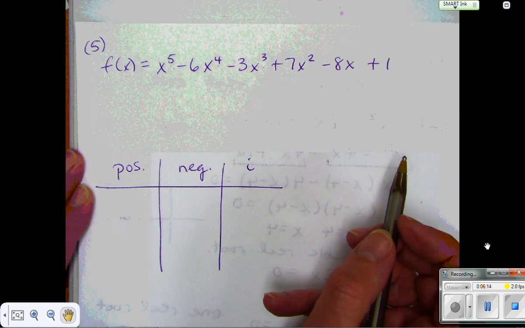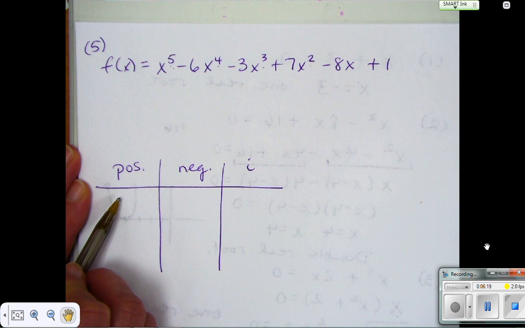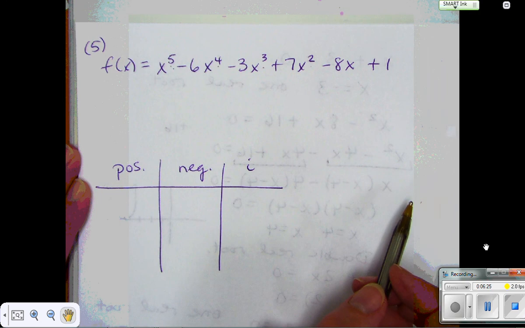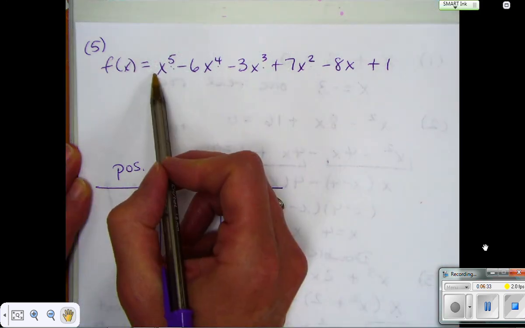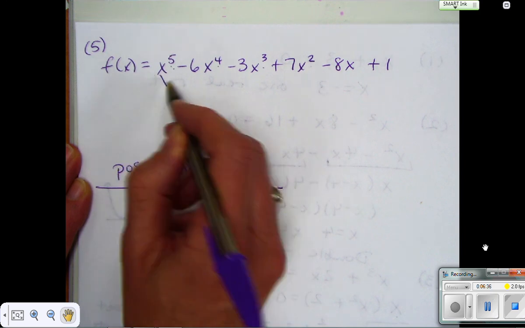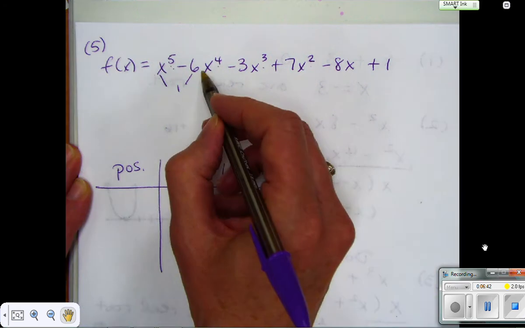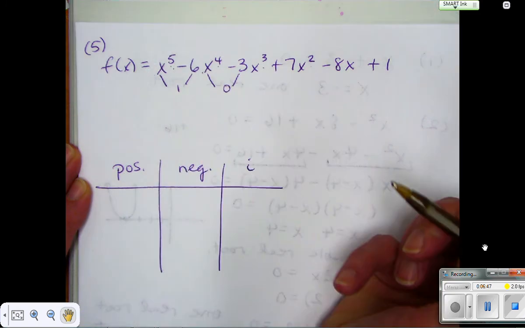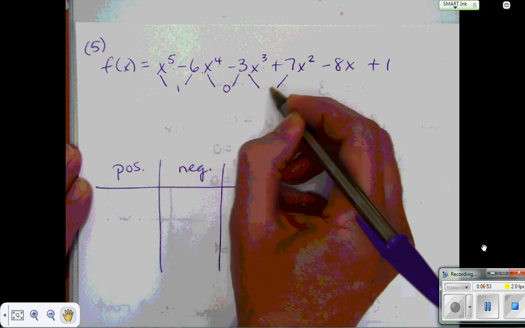To figure out your possible positive roots, we're going to leave it in the original form as long as it's in descending order, and then we're just going to count how many times it changes from positive to negative and negative to positive, back and forth. For example, this first term is a positive x to the 5th, and the next term is negative. That's one sign change. Then this negative 6, negative 3, that doesn't change signs. It stays negative, so that's a 0. Then I have negative to positive again. That's one sign change. The positive 7, negative 8, that's one sign change.